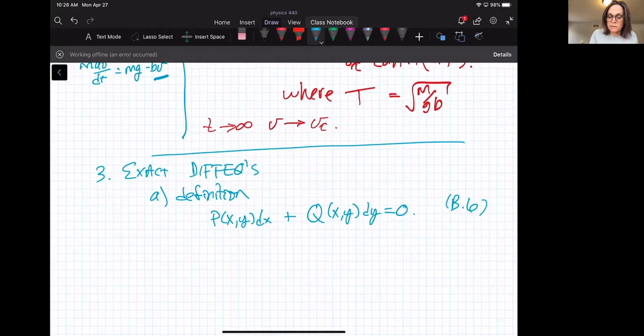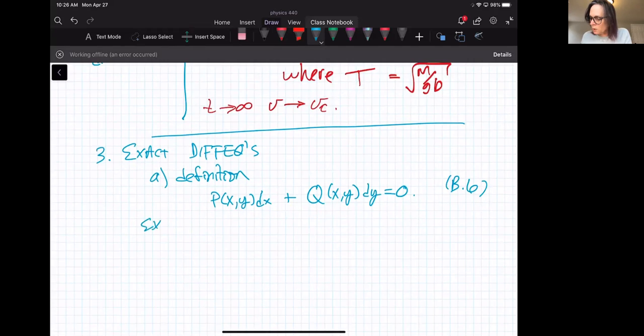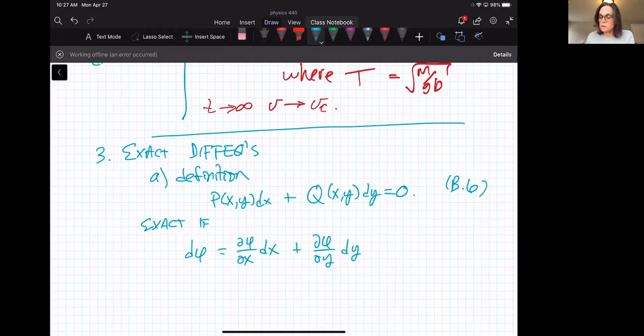So this is just a general statement. We'll call this exact if we can define something, d phi, as the usual way that we would break this up with a chain rule. In other words, if we were to look at d phi, we knew that phi depended on x and y, we could write that in terms of a partial with respect to x, and then the exact differential dx, plus the partial of phi with respect to y times the exact differential with respect to y.